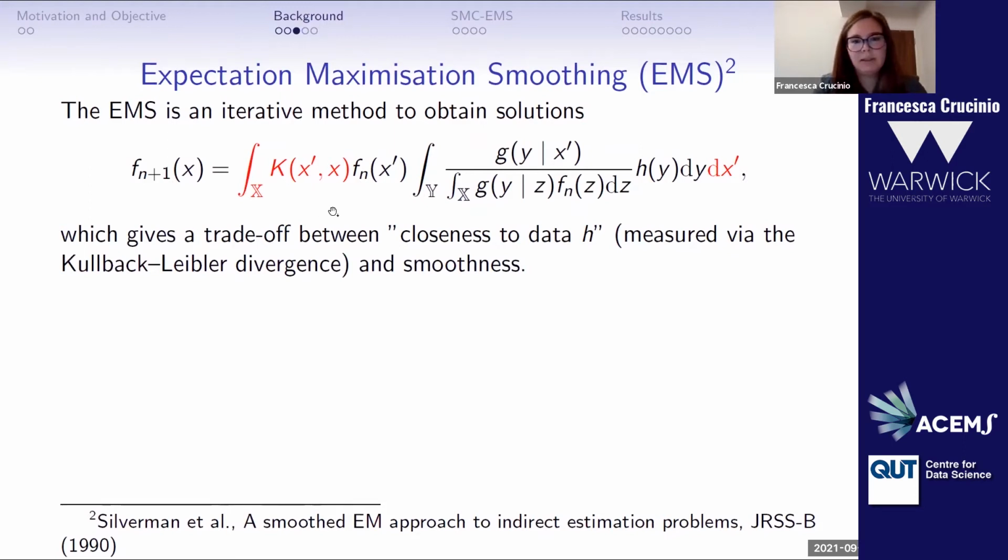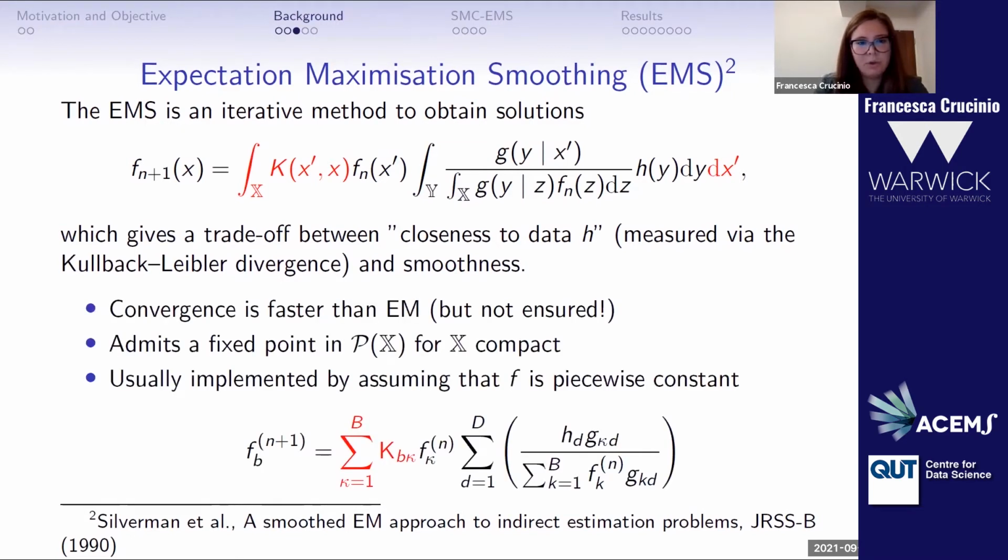And by doing that, and by properly choosing the smoothing kernel, this iterative scheme gives a trade-off between closeness to data in the sense of the Kullback divergence, because we know that the black part will still try to minimize the KL divergence, but the red part will impose some smoothness and hopefully give solutions which are close to the minimizer of the KL divergence, but also smooth.